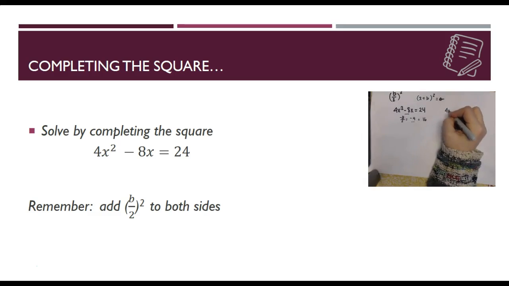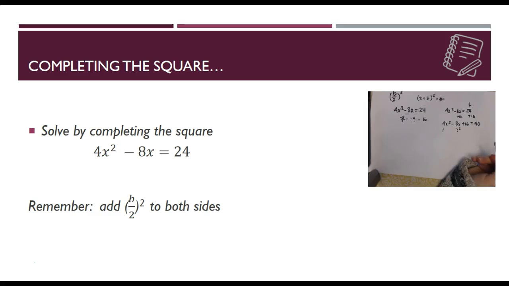I'm going to move over here to the side and take my 4x squared minus 8x equals 24. Make sure that your c term is on the opposite side of the equal sign from the rest of your a and b terms. After you do that, you're going to take that 16 and add it to both sides of that equation. So we'll have 4x squared minus 8x plus 16 equals 24 plus 16, which should give us 40. And then once we've done that, we want to factor this side.